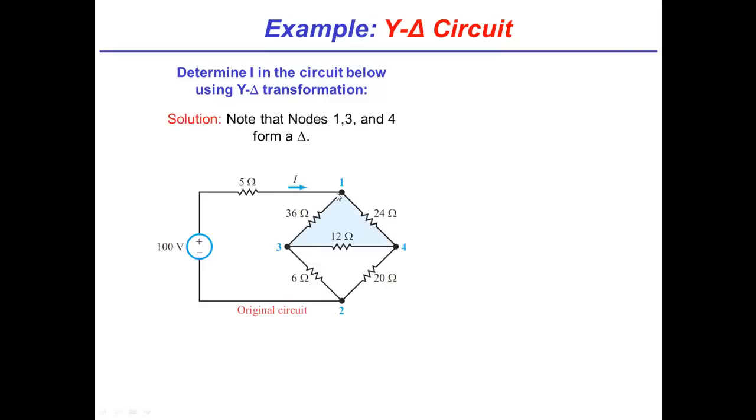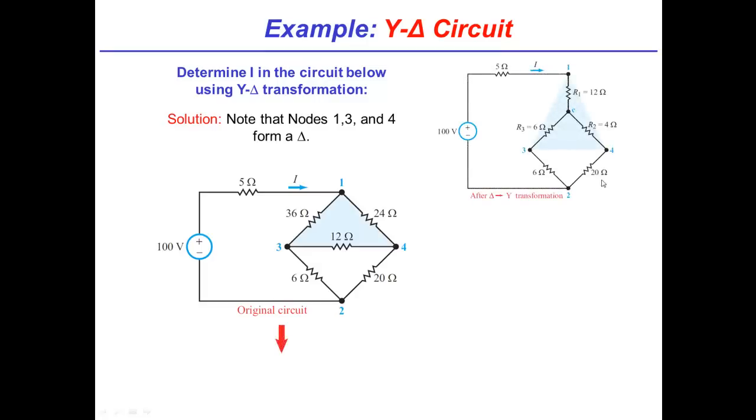So note specifically, if I look at nodes 1, 3, and 4, here's a delta. You see that there's a delta over here. So what I'm going to do is a transform on that delta, and I'm going to transform this delta into a Y. So I'm taking the three resistors that form the delta between nodes 1, 3, and 4 and transforming it into a Y. So now you see that I have a Y between nodes 1, 3, and 4. Okay, I see. So I transformed a delta into a Y.